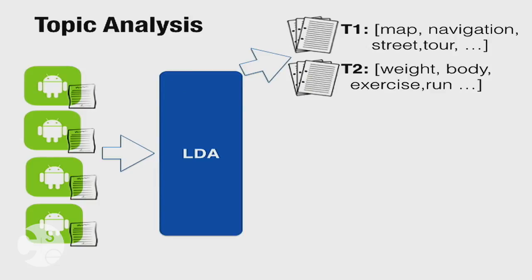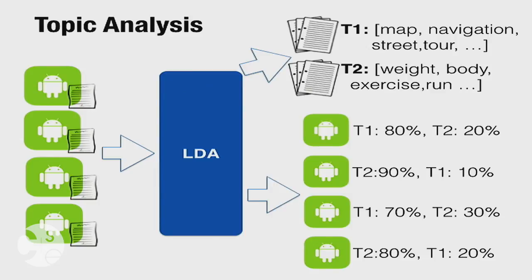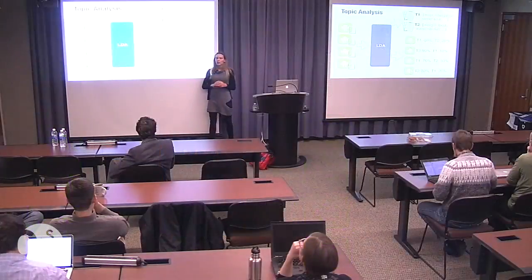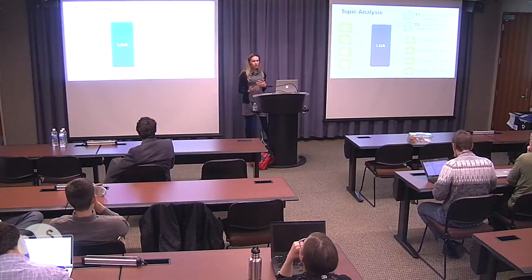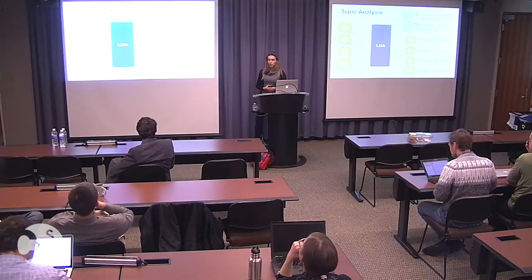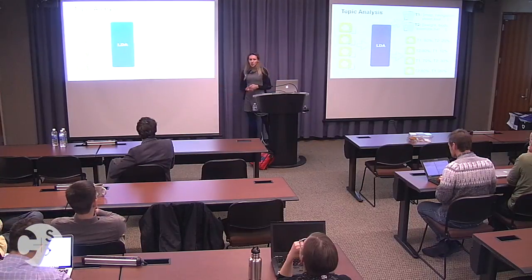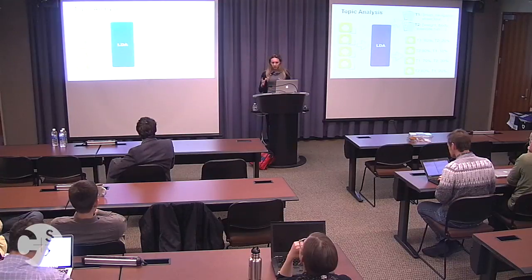Another thing that LDA gives you is, for each application and its corresponding description, the probability of it belonging to one or more topics. So you can say, okay, for instance, the first application has a description that is roughly 80% about topic one and 20% about topic two, and so on. So this is the first step of the technique.